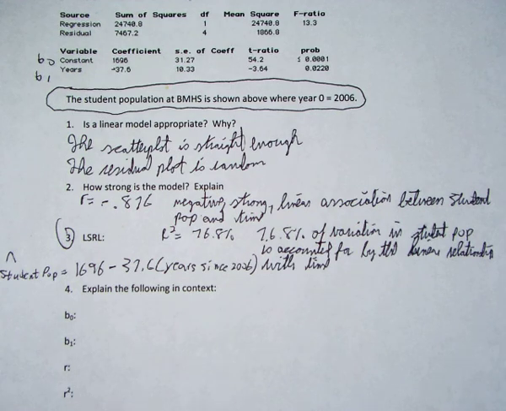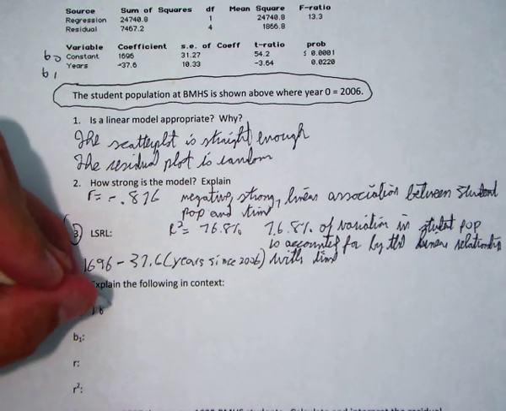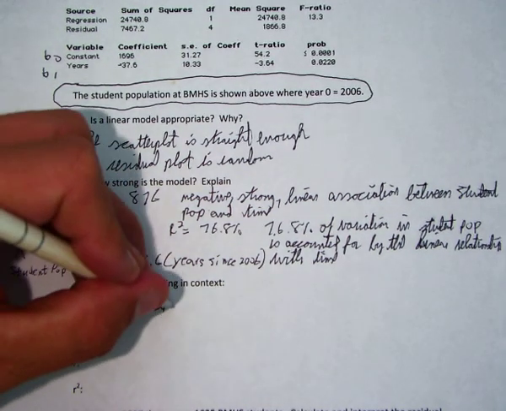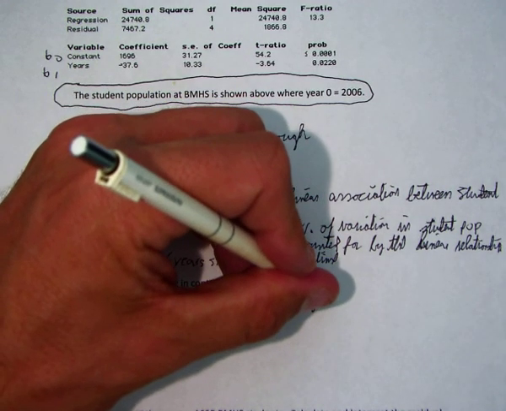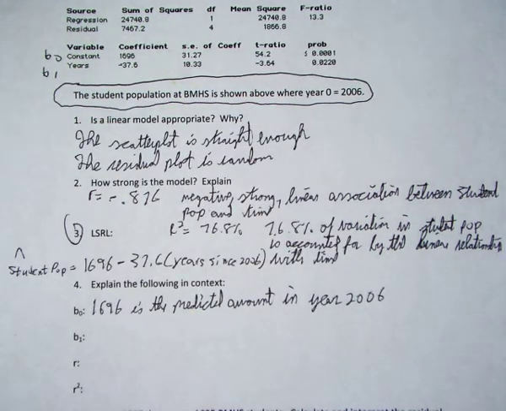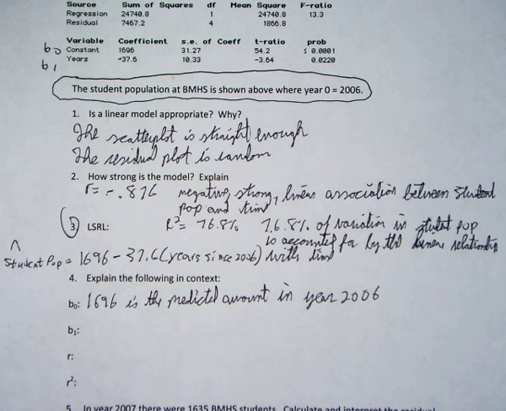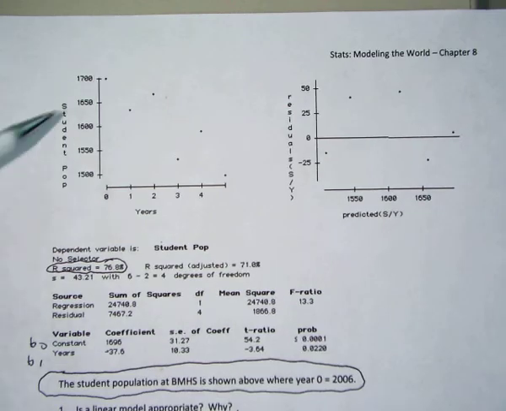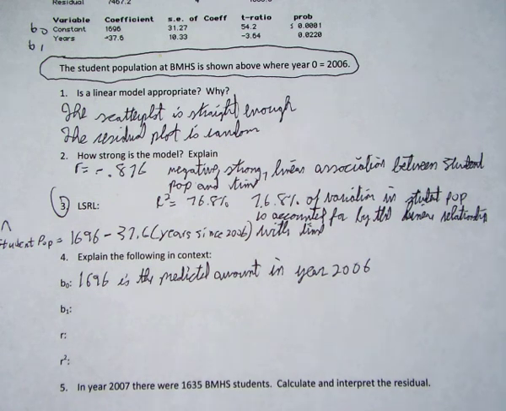Okay, so next we have to explain the following in context. What does the y-intercept mean? Well, the y-intercept in this case, the 1696, is the predicted amount in the year 2006. So in the year 2006, we predicted there will be 1,696 students. It's not an extrapolation because your zero here is 2006, so that's okay. We don't have to put anything after it. The slope, go ahead and write what the slope is.